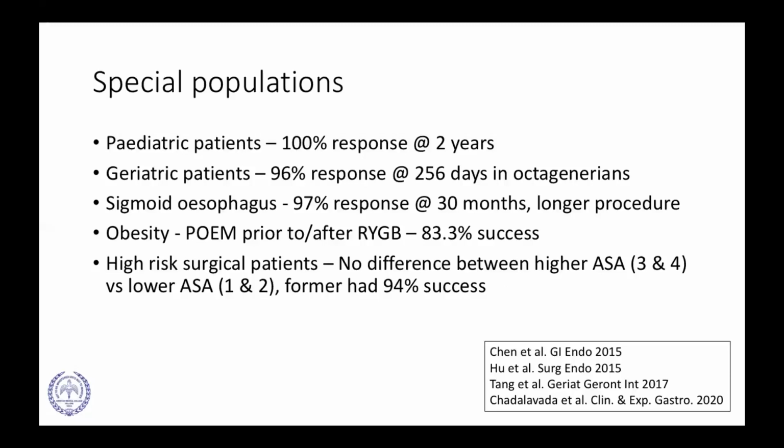In obesity, POEM can be performed either before or after a Roux-en-Y gastric bypass. The success is about 80%. There has been no difference between higher ASA score and a lower ASA score when POEM was compared in people with different risks for surgery, and actually people who had a higher ASA score had about 94% success.